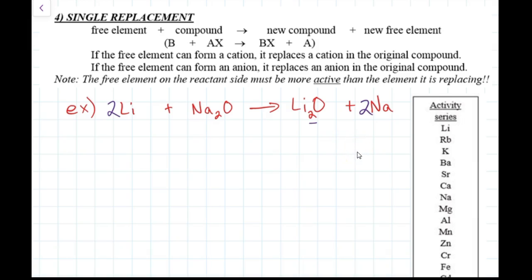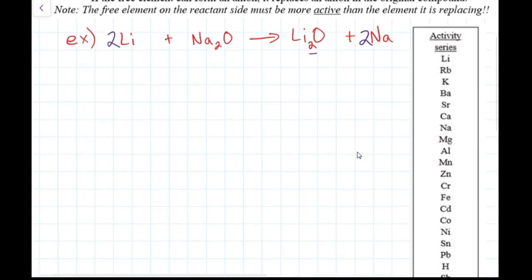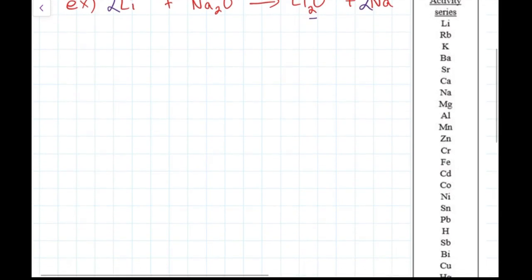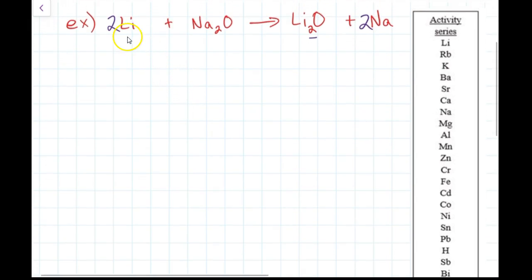Well, that's where you go to the activity series, which is this long list of metals on the right-hand side of your paper. And if you'll look here, lithium is the very top of the list, and that means lithium is the most active metal. So that means lithium can replace any other metal in one of these single replacement reactions. So anytime lithium is the element that's by itself to start with, it's always going to work. It's always going to be a reaction. If it weren't, then we would simply say no reaction.